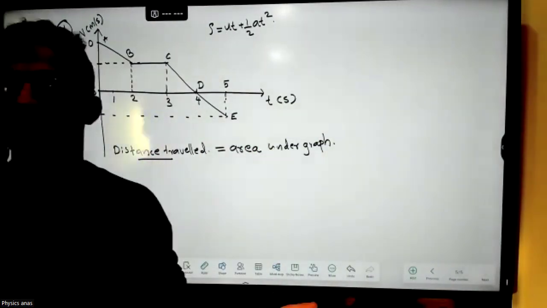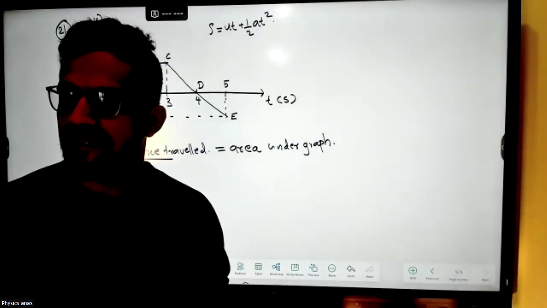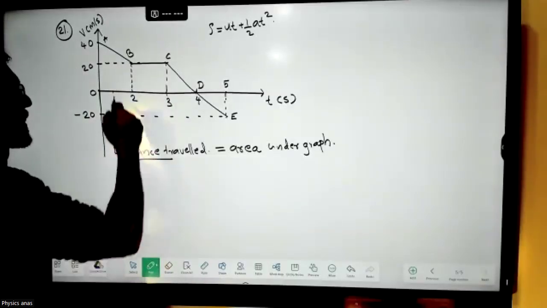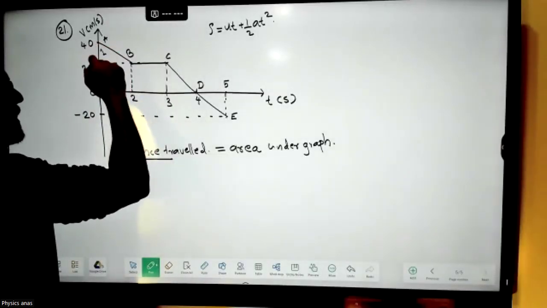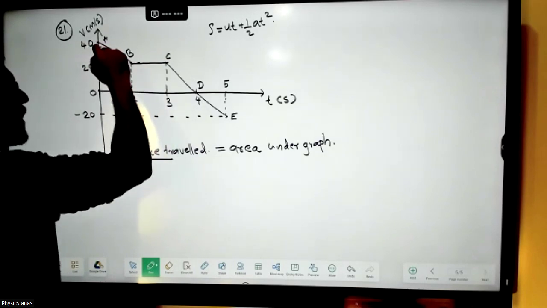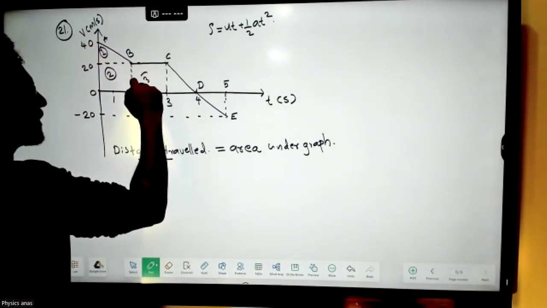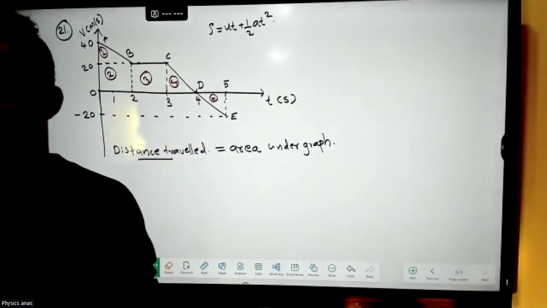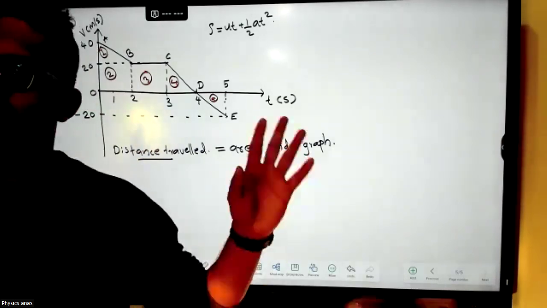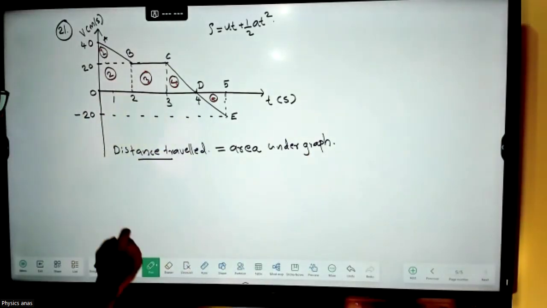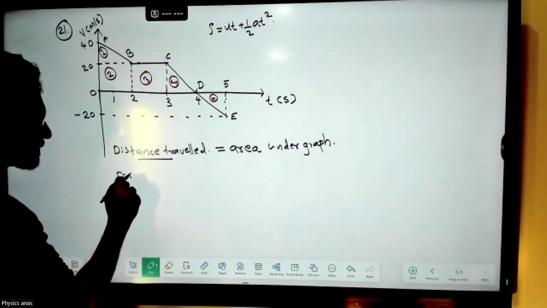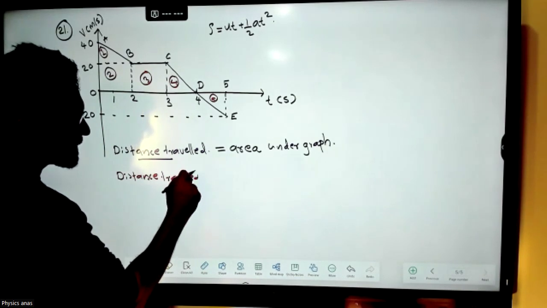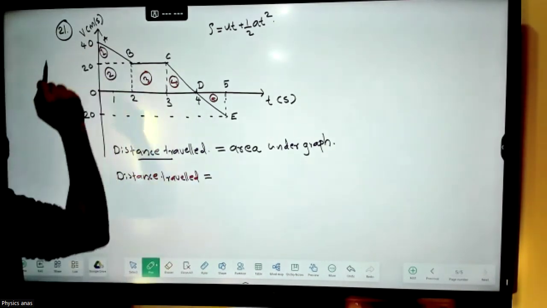You just find the total area under this graph, and you will find the distance traveled. You have one area here, two here, three, fourth area here, fifth area here. You just find the areas and add them. You will get the distance traveled. So what is the distance traveled equal to? What is the area?